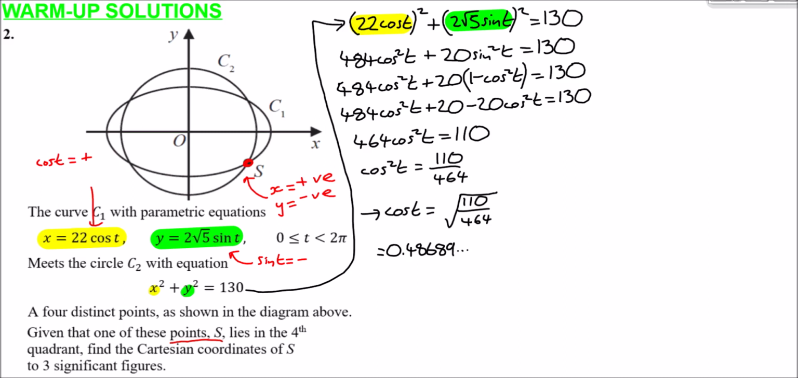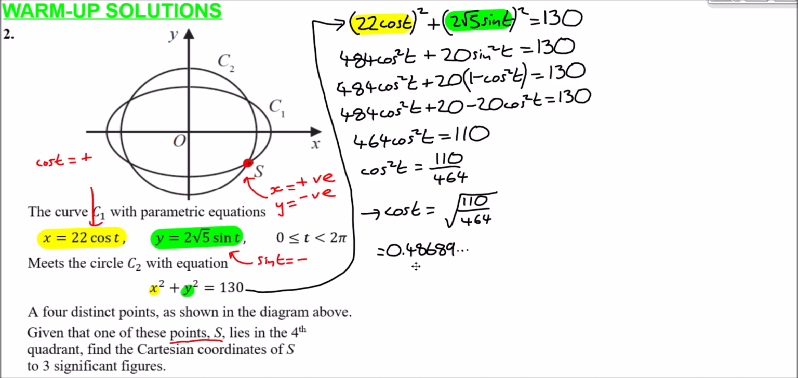At this point as well, in case I wasn't clear earlier, it's worth mentioning that I don't need to consider plus and minus for cosine t here when I square root, based on the fact that in this fourth quadrant, cosine t needs to be positive, because x is positive in this quadrant. So cosine, because it needs to be a positive value to make x a positive value, I don't need to consider the negative square root. So I can be comfortable to consider simply cosine t as being this 0.48689 figure.